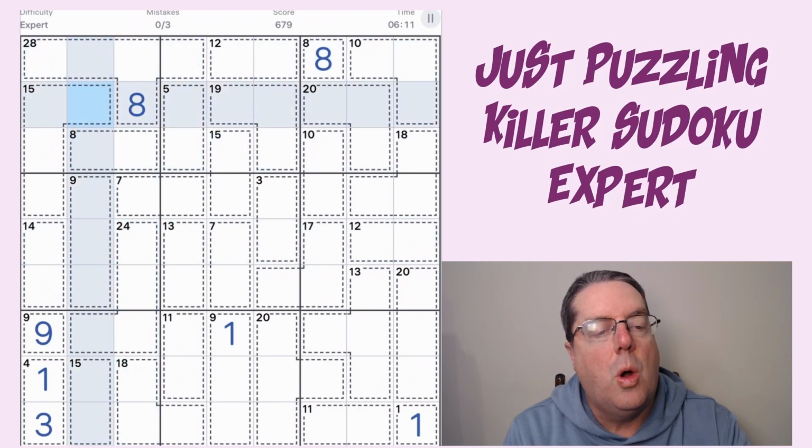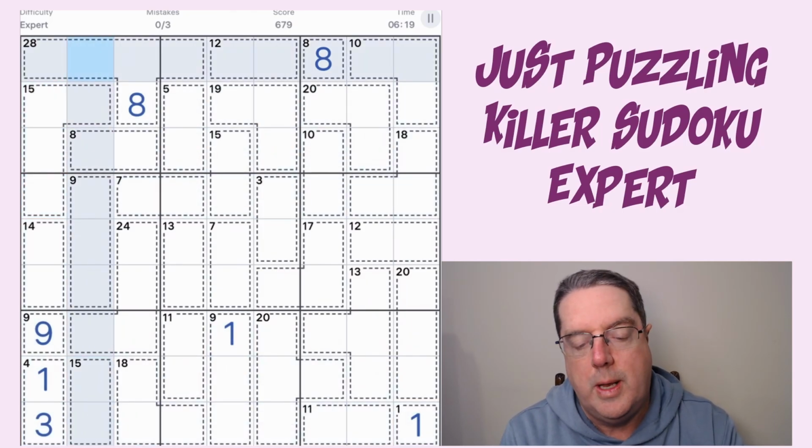If that's a 9, to get to 15, the other numbers have to be 1, 2, and 3. 1 and 3 are used, so that can't be 1, 2, and 3, so that's a 9 there.